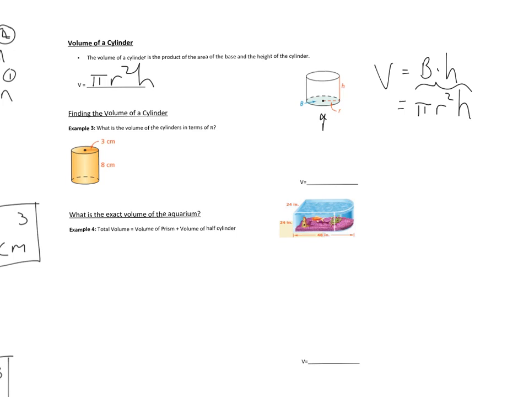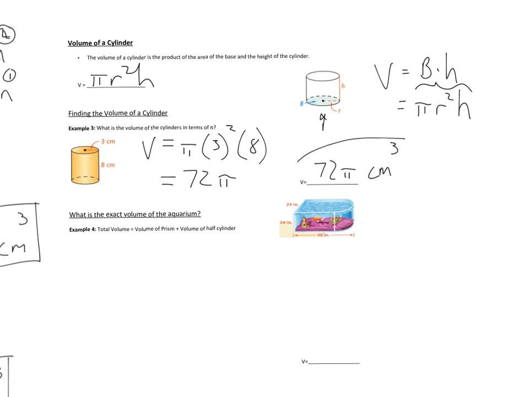Now, let's look at this next cylinder that we have here, this example. They give me that the radius is 3, so it'll be 3 squared. The height is 8, and so 3 squared is 9. 9 times 8 is 72. So the answer here is going to be 72 times pi. Remember, we have cubic units here, so it'll be centimeters cubed.